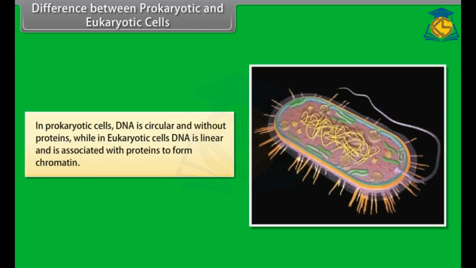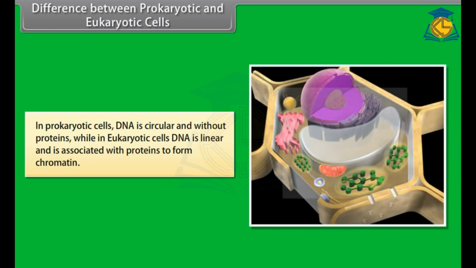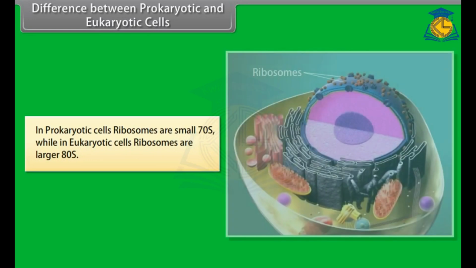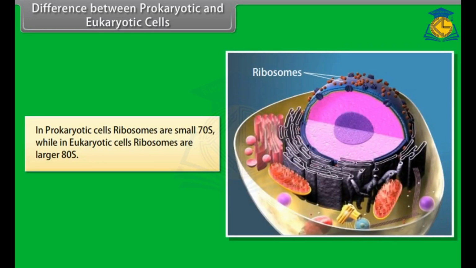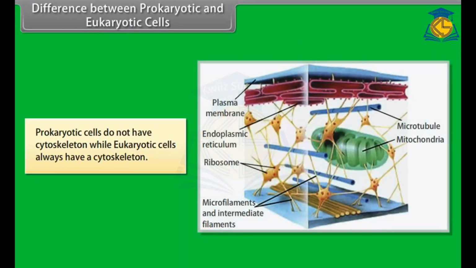In prokaryotic cells, DNA is circular and without proteins, while in eukaryotic cells, DNA is linear and is associated with proteins to form chromatin. In prokaryotic cells, ribosomes are small 70S, while in eukaryotic cells, ribosomes are larger 80S. Prokaryotic cells do not have cytoskeleton, while eukaryotic cells always have a cytoskeleton.